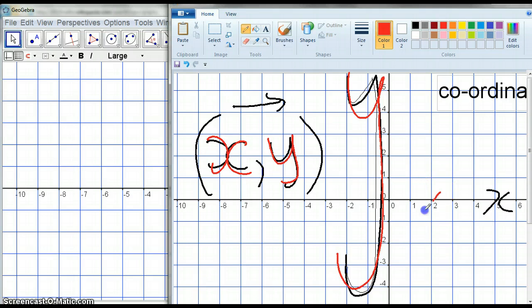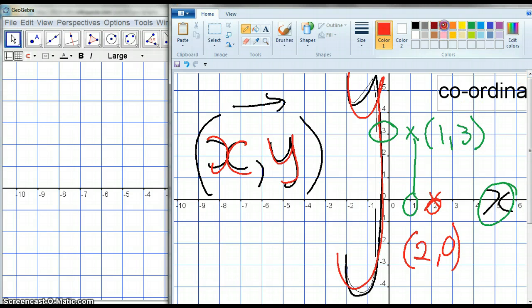So what would this point here be? What's the x value? 2. What's the y value? 0. Okay. What would this point here be? The x value is 1 and the y value is 3. Nice. What would this point here be? Yeah, -5, comma, -2. Excellent. What about this point here?